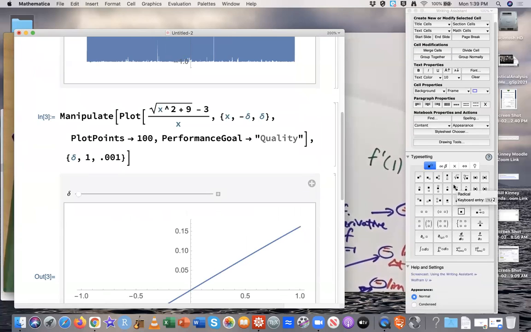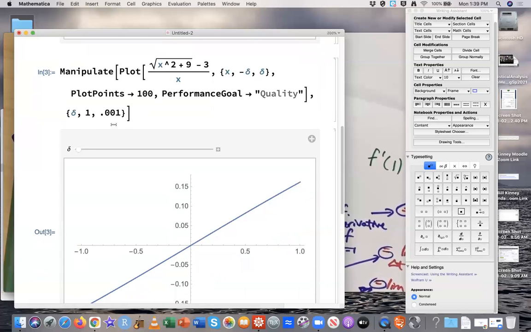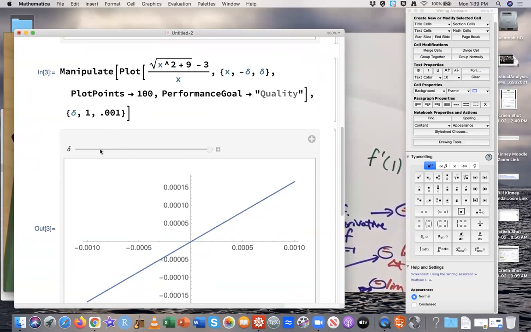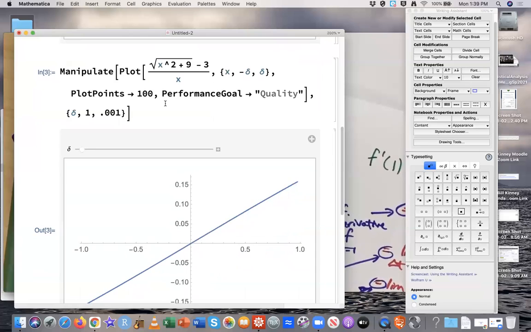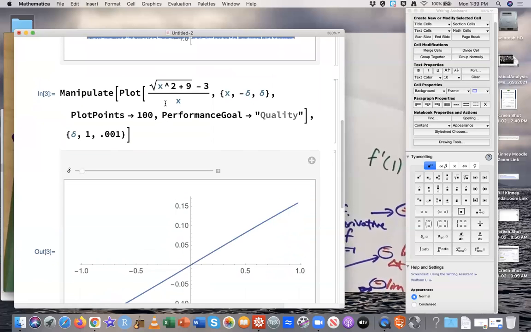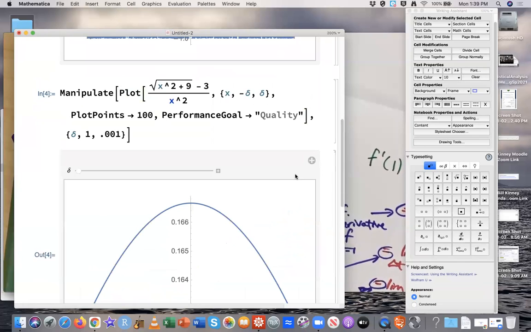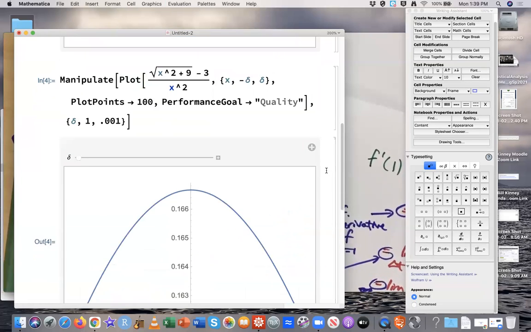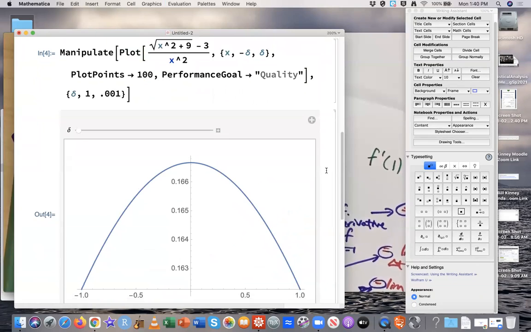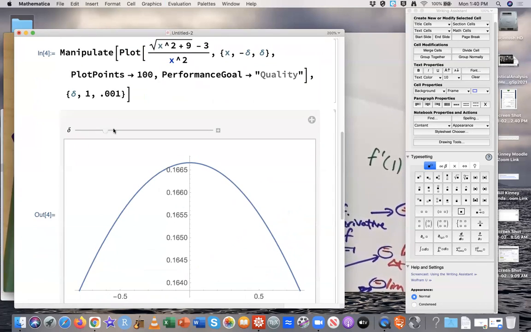This graph, oh, that's not the one I want. I thought it was the one I wanted. Okay, this is the one I wanted. This graph looks like it has a limit as x goes to 0. But watch what happens when I zoom in.